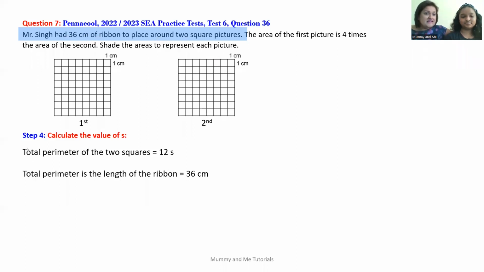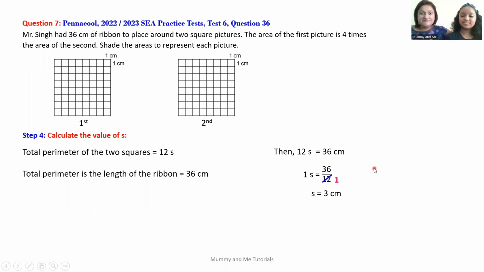And since the total perimeter of the two squares equals 12S, and the length of the ribbon is equal to 36 centimeters, then 12S is equal to 36 centimeters. So therefore 1S equals 36 divided by 12. So 12 divided by 12 is 1, and 36 divided by 12 is 3. So we get that S is equal to 3 centimeters.